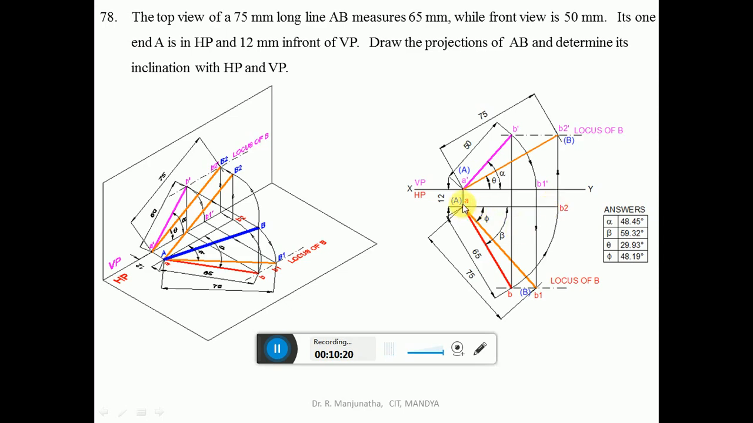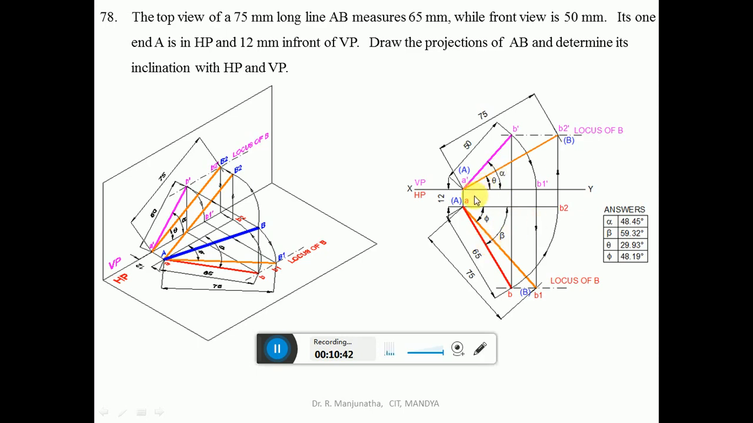So with A as center, take the radius of AB2, draw an arc such that it will cut the locus of B in the top view. Mark this point as small b, then join A and B with a dark line. So now indicate the true inclination with respect to HP and VP, which is theta and phi, and apparent inclination with respect to HP and VP, which is alpha and beta respectively.